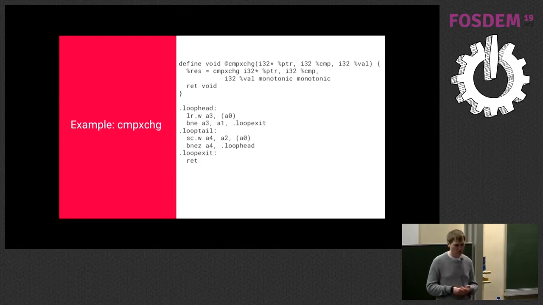Load reserved reads a value and sets a reservation, and the granularity of that reservation is dependent on the microarchitecture. But let's say it reserves that cache line, and then you do some computation based on that, and then later you do a store conditional.